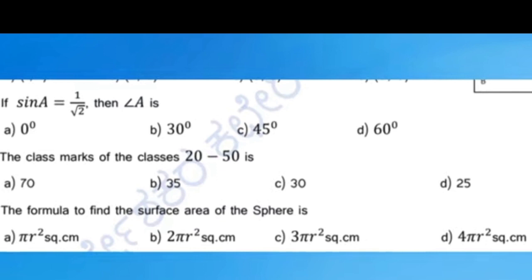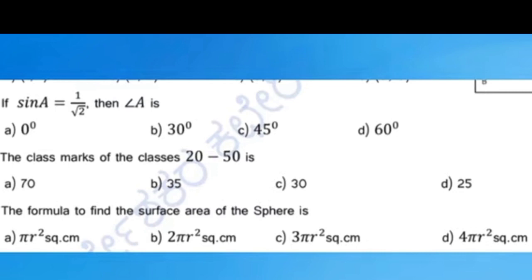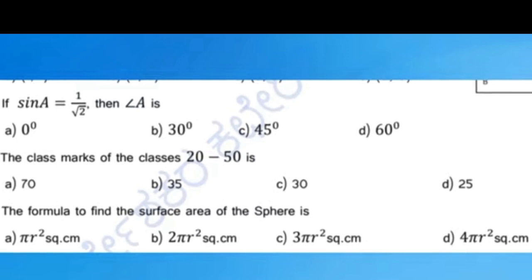If sin A equals 1 by root 2, then angle A is. Now, if you have learned the trigonometric values table, 1 by root 2 comes in the sine values at 45 degree. So the value of sine 45 degree equals 1 by root 2. That means in this question the angle A value will be 45 degree. So which option is correct, children? The C option is correct. So you need to shade the C option.